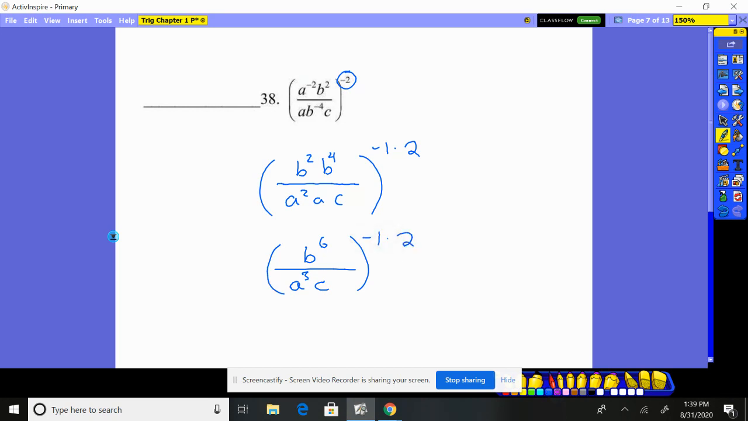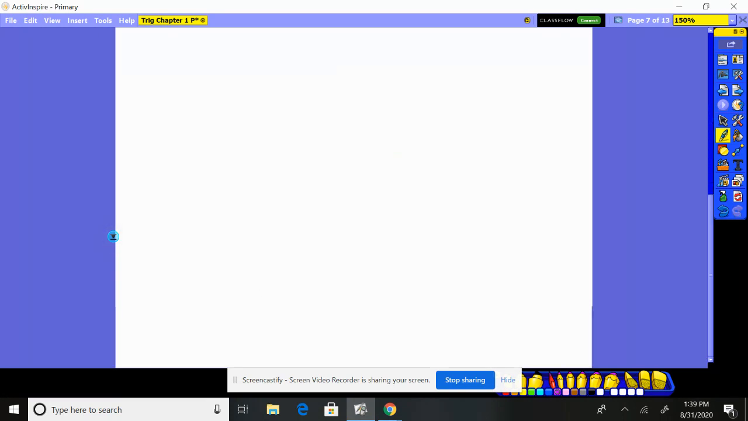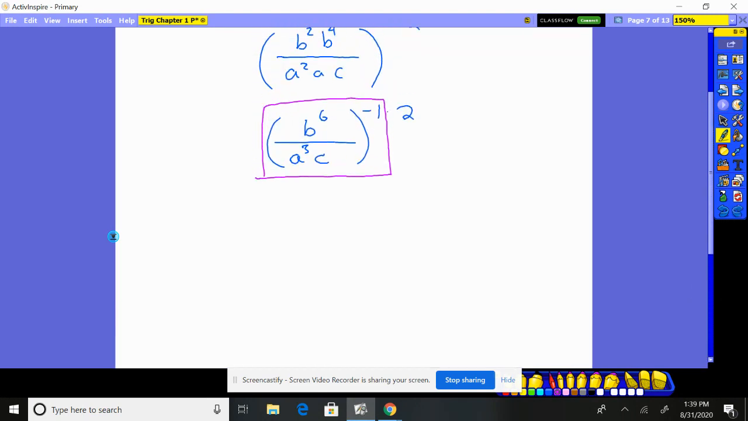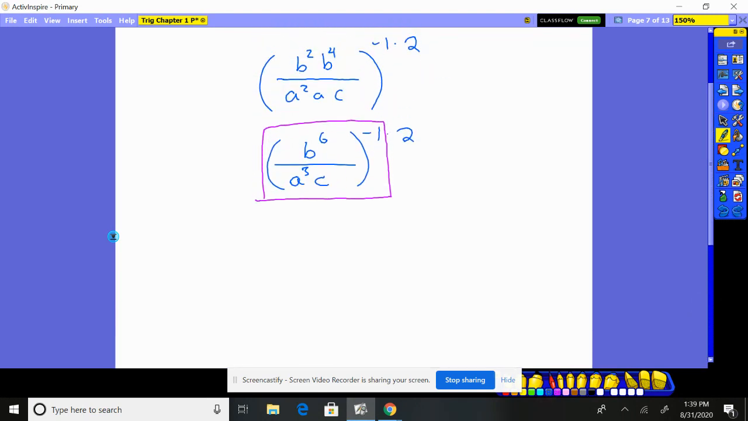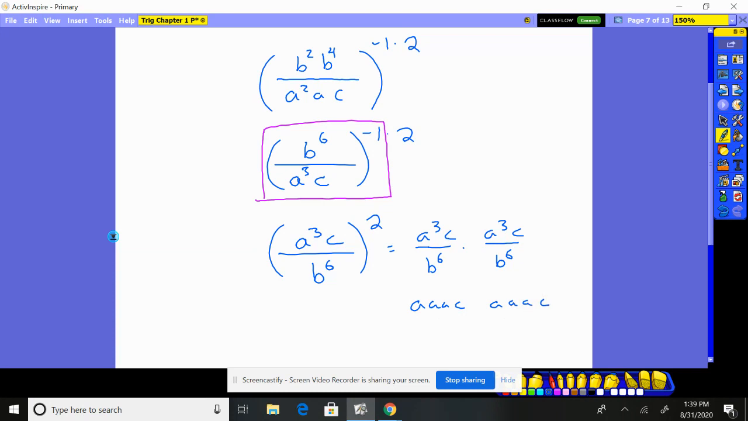We go ahead and evaluate this to the negative 1, the reciprocal, which all that means is everybody is going to flip. So a to the third c comes up top, b to the 6 goes to the bottom, and now we're going to square it. Remember, squaring means we take this and multiply it by itself. So if we list out what we have, a a a c, a a a c, bottom is b to the 6, b, b, b, b, and another.